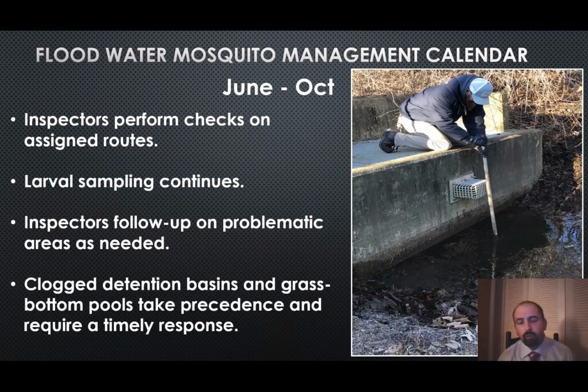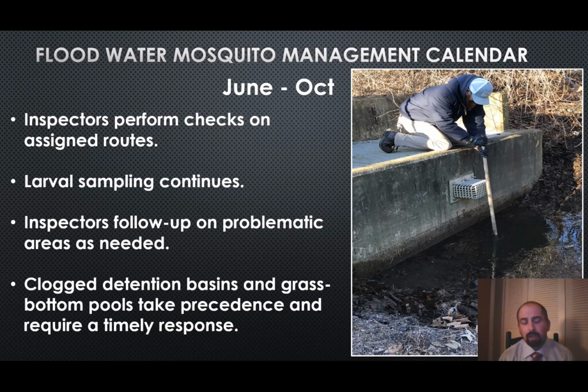As we get into June right through October, our inspectors are typically inundated with requests for service from our residents for a number of different reasons, including container inhabiting species, which is a whole other presentation. But for these reasons, because it becomes so busy, we've designed these predetermined routes that exist within each municipality so that inspectors can fall back to those and continue to perform checks on these floodwater habitats throughout the summer.